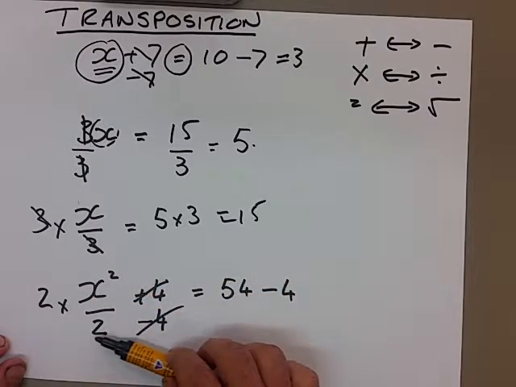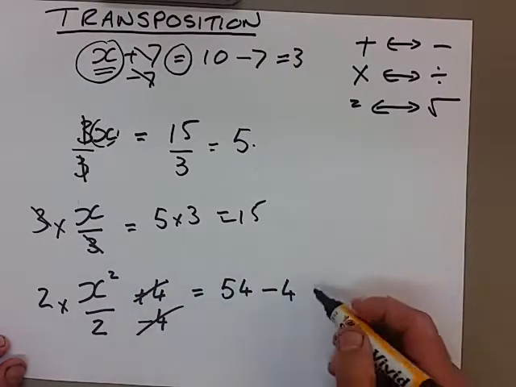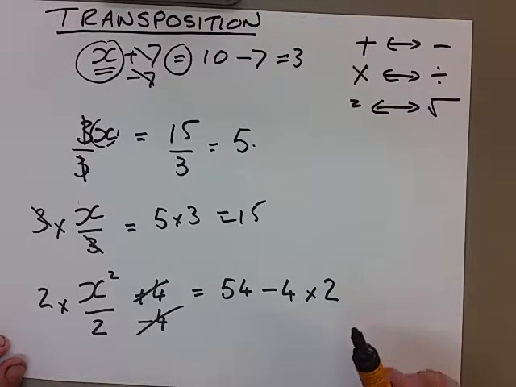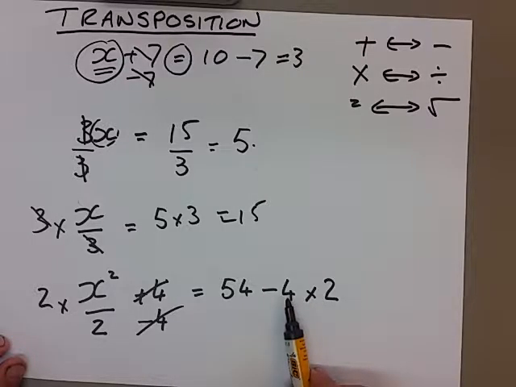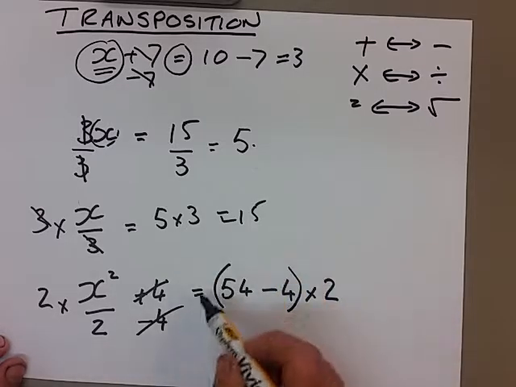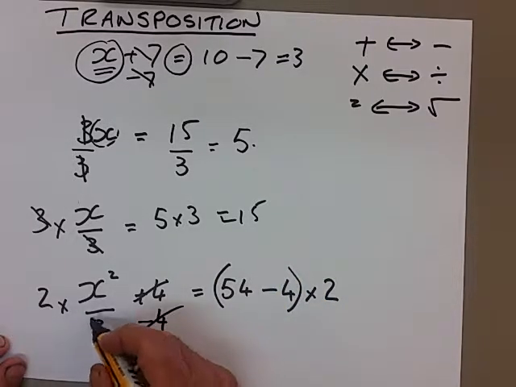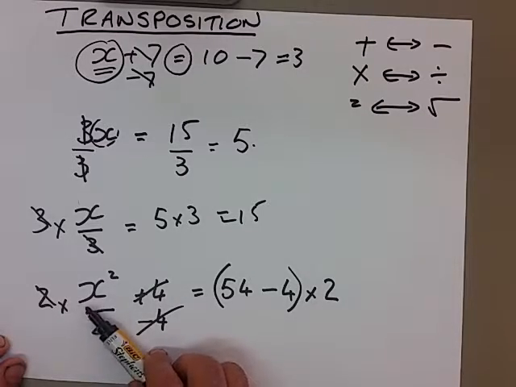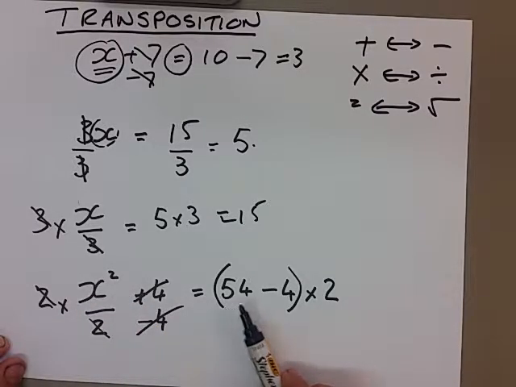Now we're timesing this whole side by 2, so we need to times this whole side by 2. However, if you remember your BEDMAS, at the moment the equation's only timesing the 4 by 2, so we need to put that in brackets to denote that we're timesing that whole side by 2. Now they cancel out. Now we're left with x squared equals (54 minus 4) times 2.